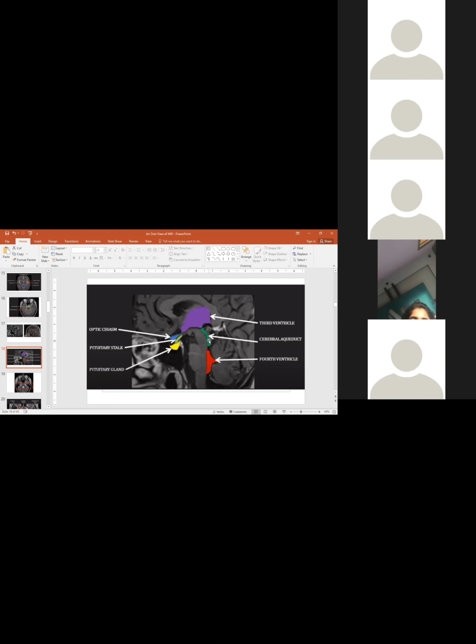So usually, this structure is generally blocked when we see hydrocephalus or ventriculomegaly.